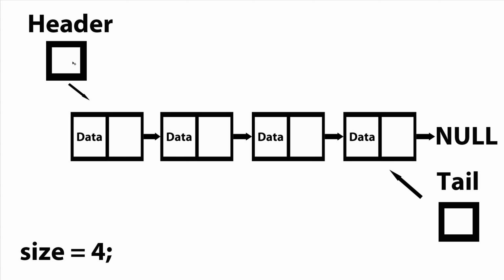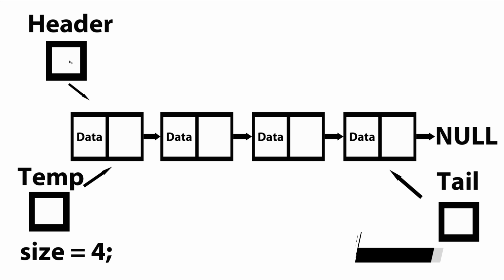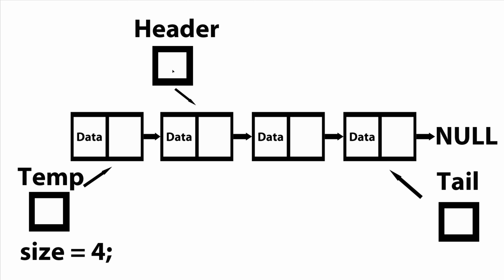In order to remedy that, what we can do is actually create a temporary pointer. Now this temporary pointer is going to point to what header is pointing to. Then what we can do is advance our header pointer. The next step, let's delete the node. And last but not least, from here, all we have to do is decrement the size.